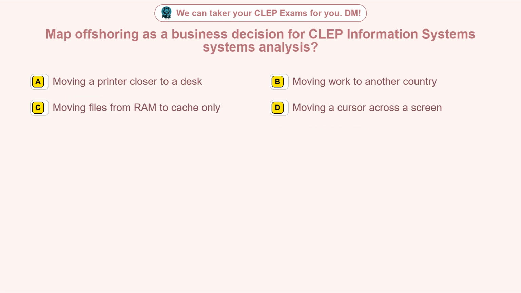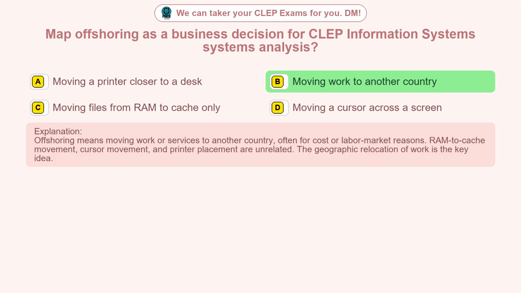Question 97. Map offshoring as a business decision for CLEP Information Systems systems analysis. Option A. Moving a printer closer to a desk. Option B. Moving work to another country. Option C. Moving files from RAM to cache only. Option D. Moving a cursor across a screen. The correct answer is option B. Moving work to another country.